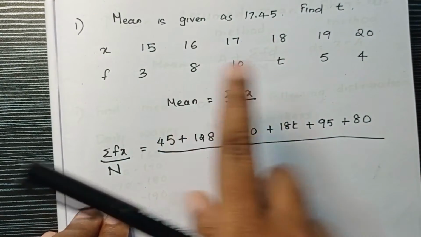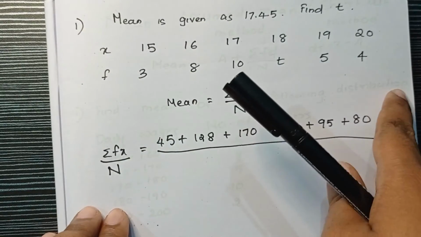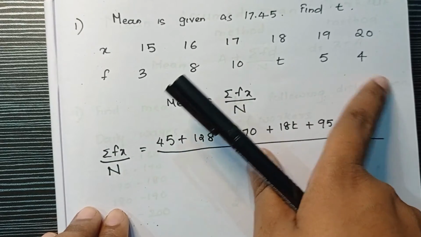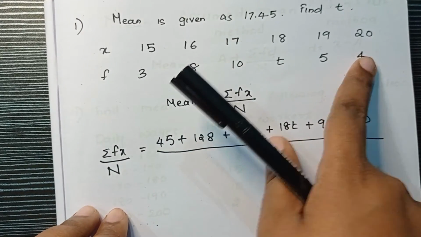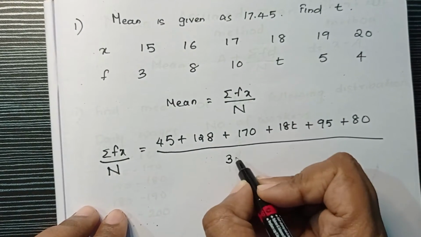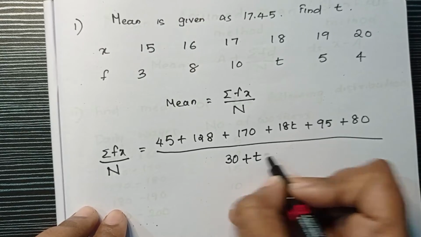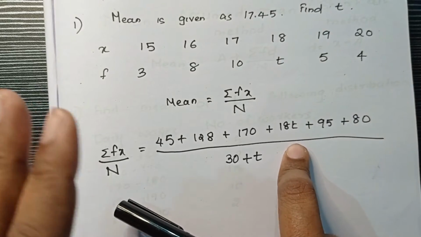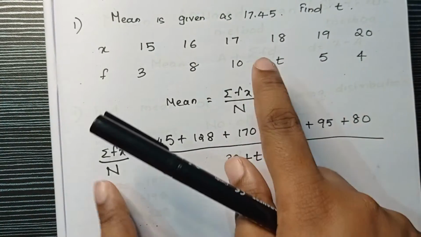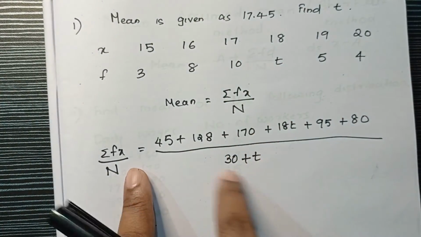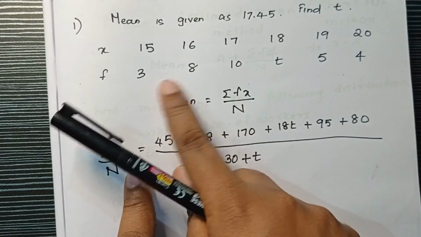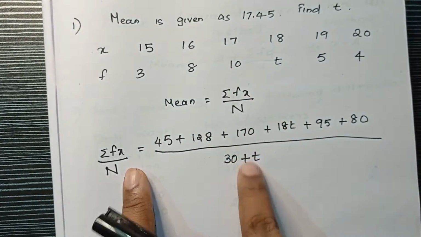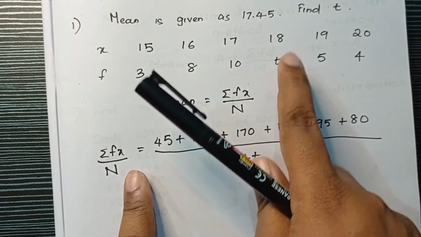We have to find out the total of this frequency. So what is the total of 3 plus 8 plus 10 plus t plus 5 plus 4? The total is 30 plus t, right? That is how you have to calculate this variable. We cannot add anything to t, so we are adding 3 plus 8 plus 10 plus 5 plus 4, and that will give you 30 plus t.